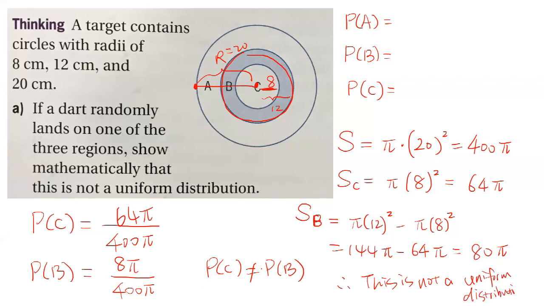Okay, because PC is not equal to PB, we do not need to calculate PA, right? Because we have already proved that PC is not PB. If it is a uniform distribution, all these three probabilities are equal. And now here we have already proved that PC is not PB. So there's no need to calculate PA now.